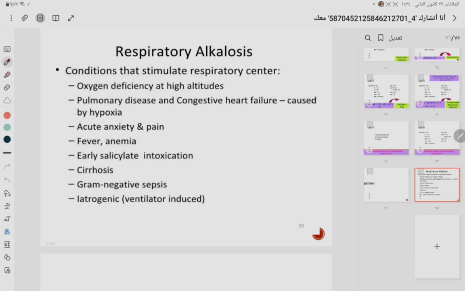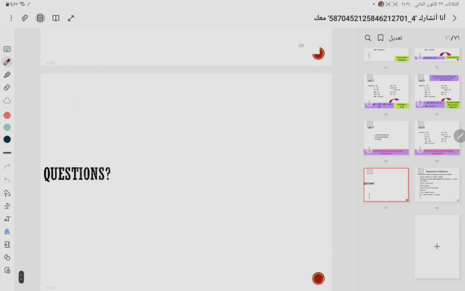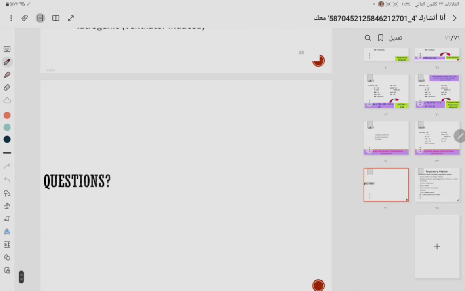Okay. Respiratory alkalosis conditions that stimulate the respiratory center: oxygen deficiency at high altitude, congestive heart failure, hypoxia, anxiety, pain, fever, cirrhosis, gram-negative sepsis, ventilator-induced, iatrogenic. Next. Any questions?